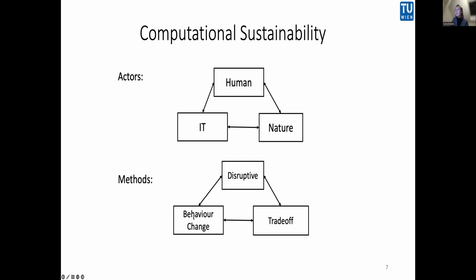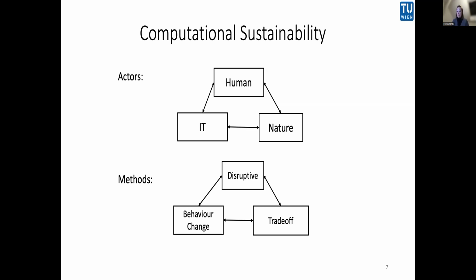On the other hand, we have different methods that we can use to increase the efficiency of IT, for example, or to develop tools and methods to combat climate change, right? Or to improve the impact of IT on our nature. And we have, I would say, in a coarse-grained manner, three basic methods. The first one is disruptive, where we take disruptive technologies that just change the way we interact with the environment or how we process information.